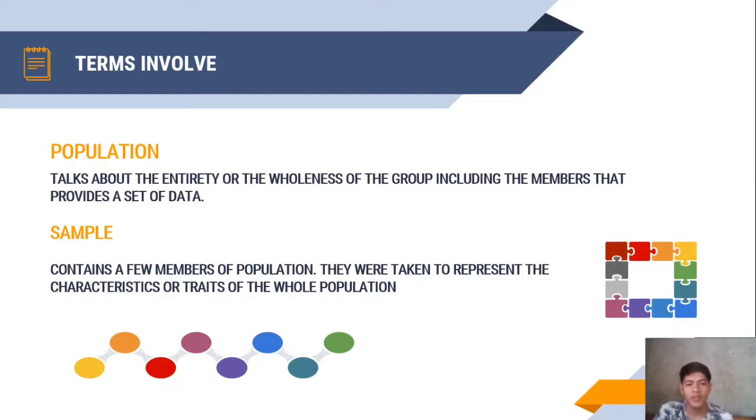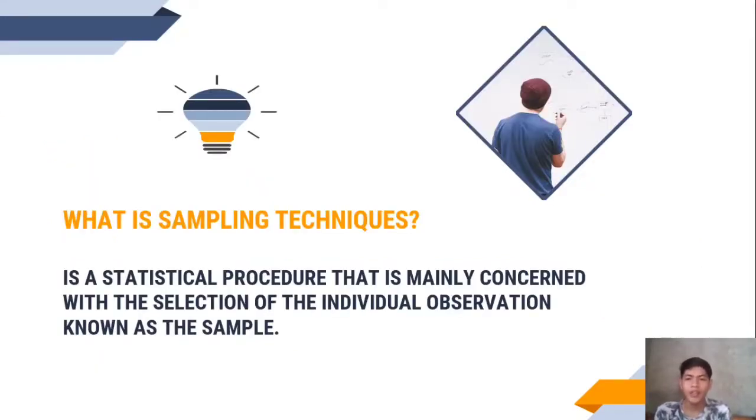For example, sa isang city na may thousands of residents, kaya tayo kumukuha ng sample is to minimize our time and efforts, kasi mahihirapan tayong i-interpret ang characteristic ng isang large population kapag kukunin natin lahat ng members nito to participate in our study. So, alamin naman natin what is sampling techniques.